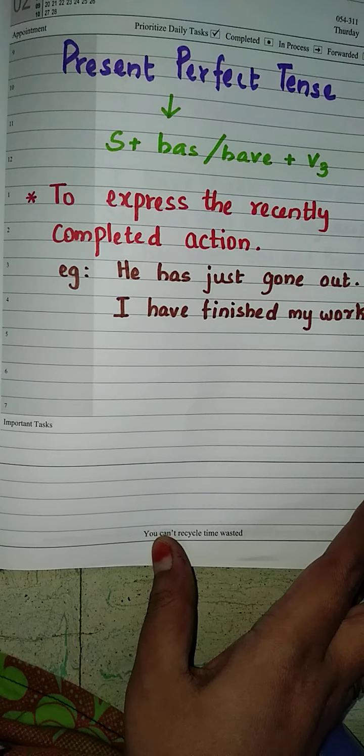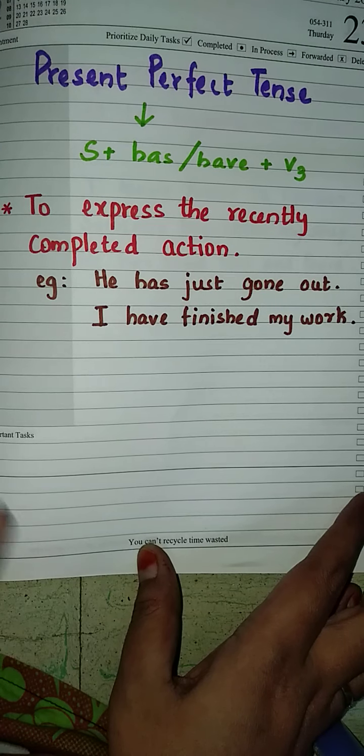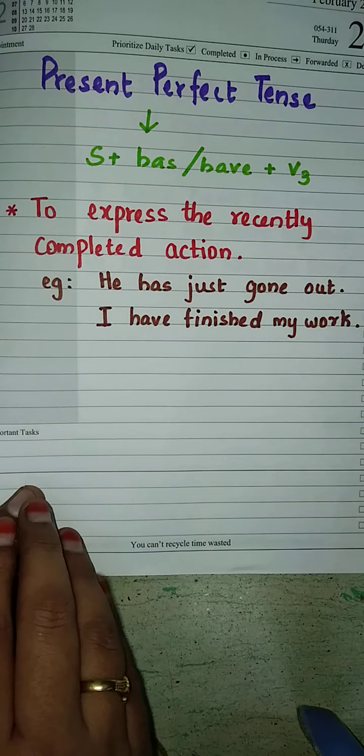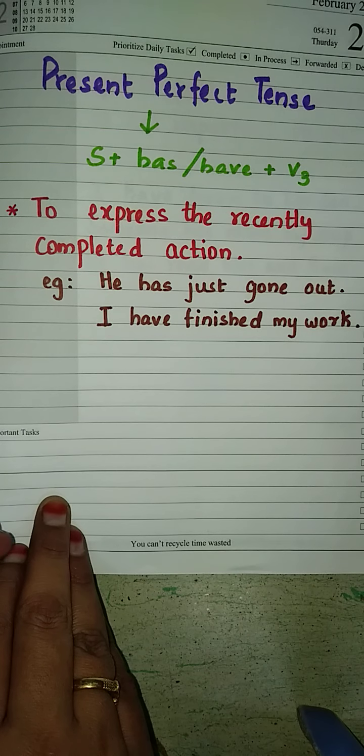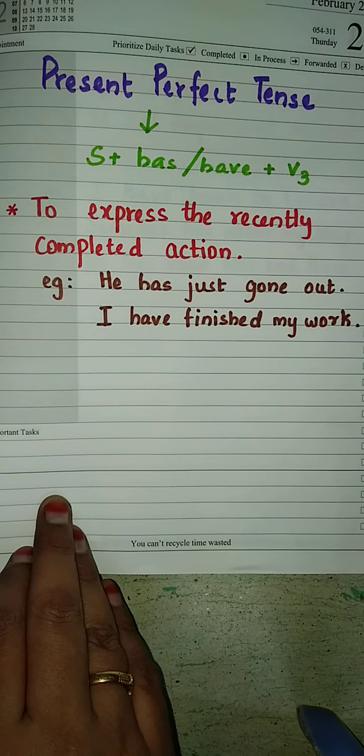Hi guys, welcome back. Today we are going to see present perfect tense. I'll be explaining when to use this tense and what the sentence structure is. So first let us see the basic sentence.